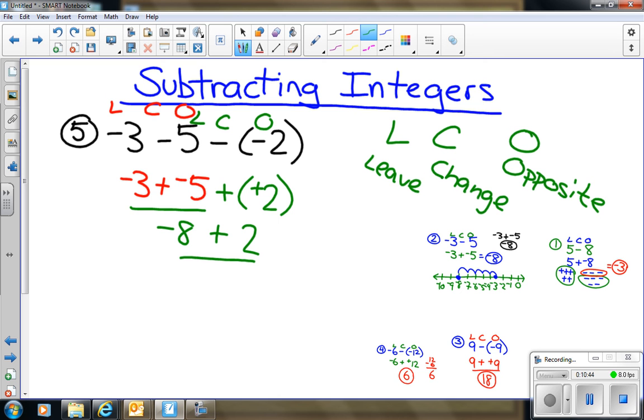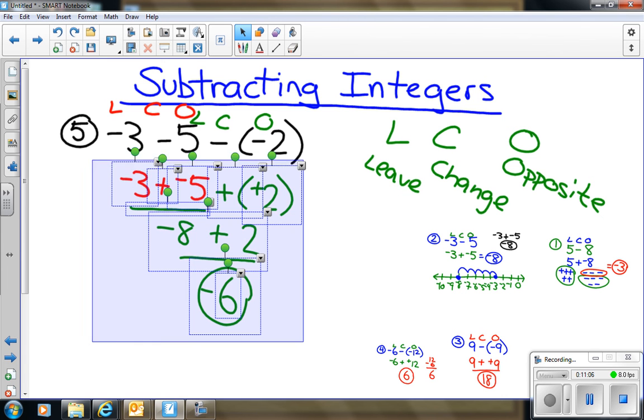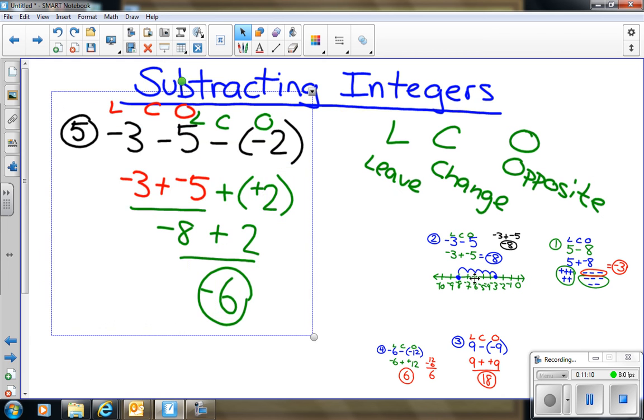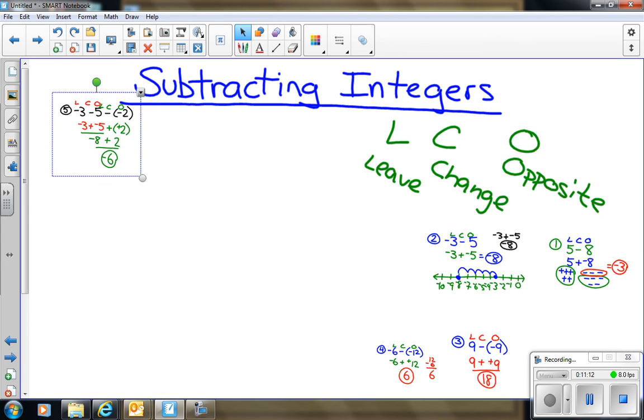And now, again, I have 8 negative signs. I'm adding it to 2 positive signs. Well, how many more do I have? Well, I could write this down or I could think in my head. 8 minus 2 to find the difference would be 6. And there are more negative signs, so I have 6 more negative signs. I have a total of negative 6. That is using the LCO method on a set of 3 numbers being subtracted from each other.